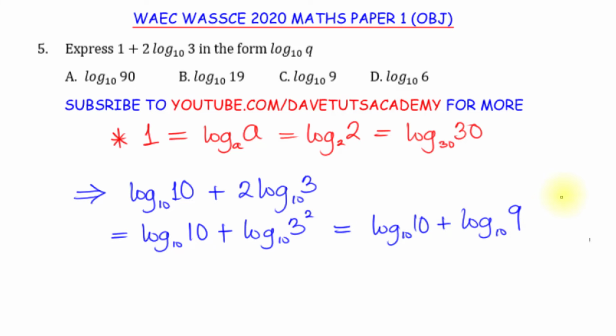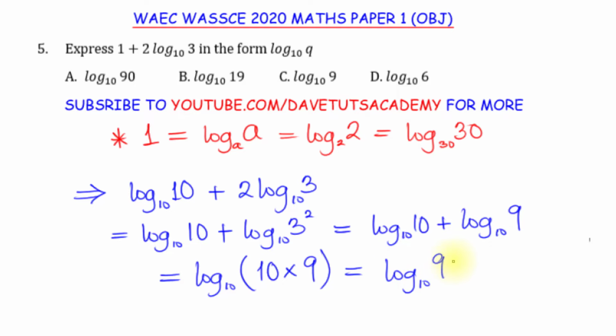which is 9. And then the other rule of logarithm that will help us is that when we have two logarithms that are being added together with the same base, you can just take a particular base and multiply those numbers whose logarithm we are finding by saying 10 times 9. And this will be log to base 10 of 90.